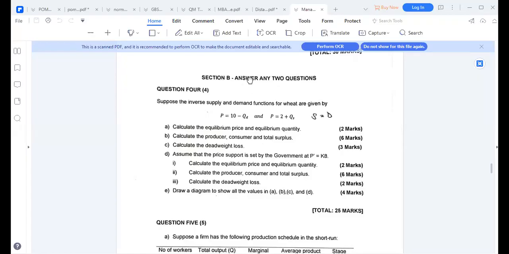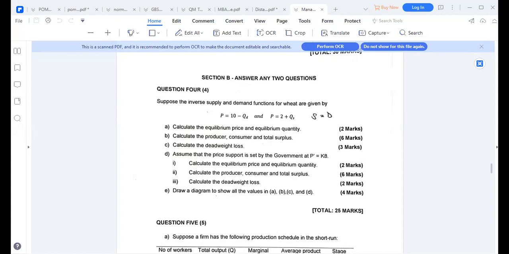So we're going to look at how to calculate equilibrium. This is with government interventions and also how to sketch. So we have a question where we're given the inverse supply and inverse demand functions. So we're asked to calculate the equilibrium price and quantity, consumer surplus, total surplus, and the producer surplus.